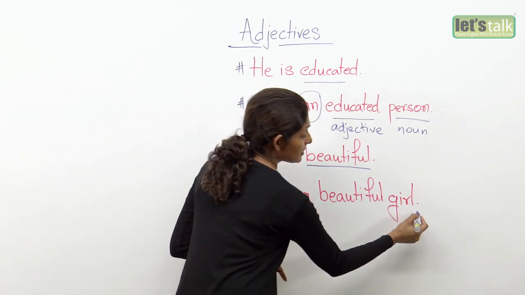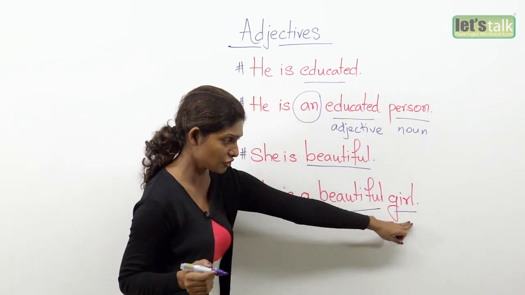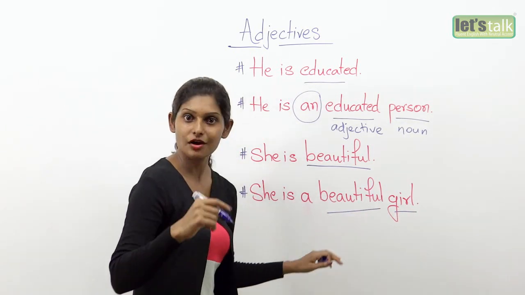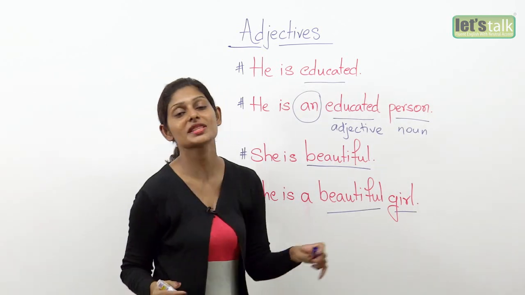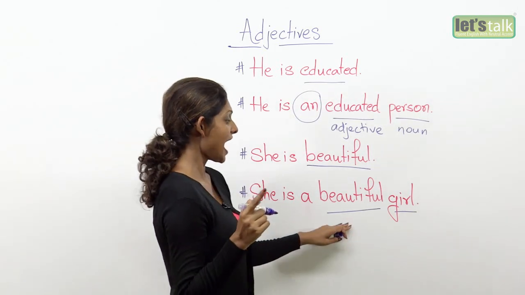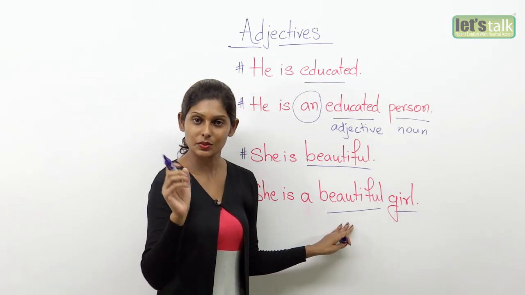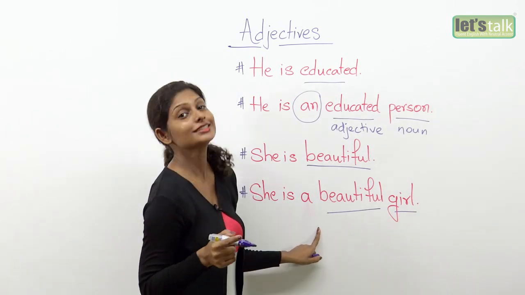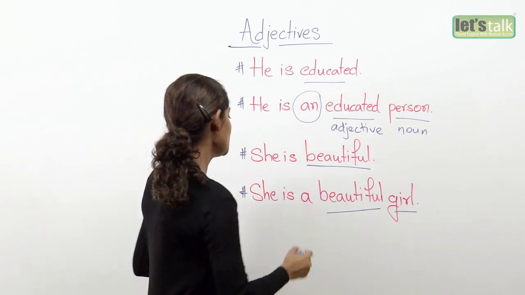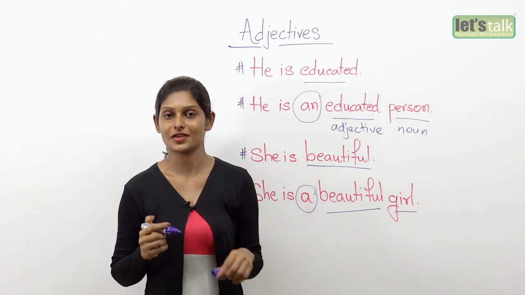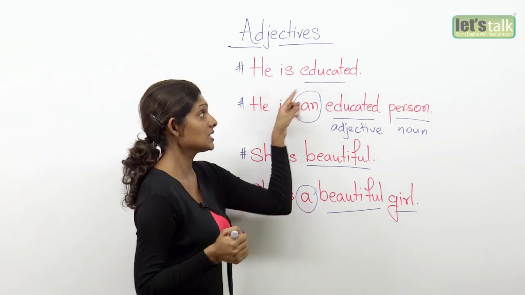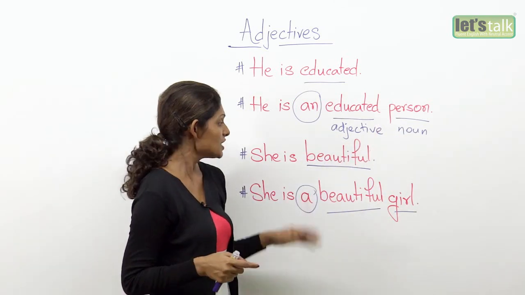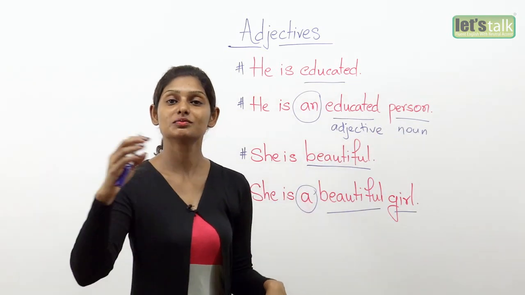But if there is a noun after the adjective, girl is a noun, you need an article. So how will we determine whether it's a or an? You'll have to see which sound the adjective starts with, a consonant sound or a vowel sound. In this case, beautiful starts with a consonant sound, so we'll use a. Looking at the sentences again: he is educated, that's complete. He is an educated person. She is beautiful. She is a beautiful girl.